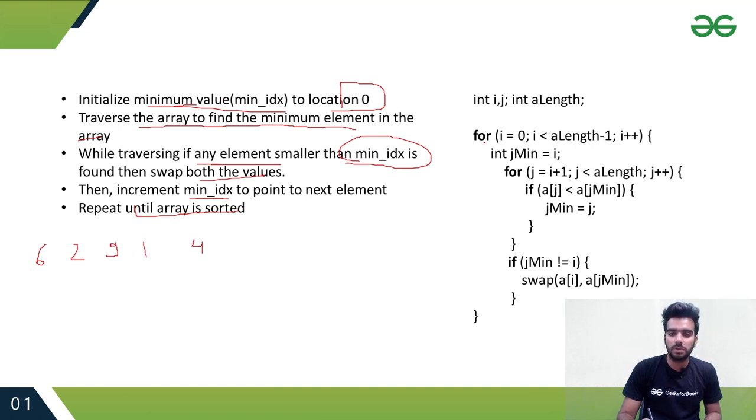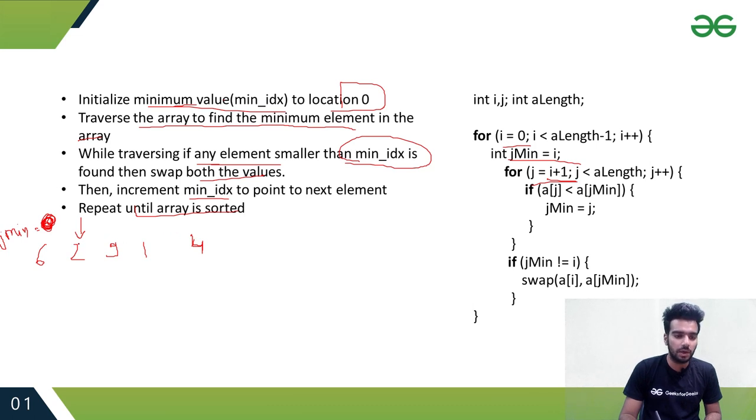Okay, so what is the pseudocode saying? It's saying int jmin is equal to i, where i is equal to 0. So jmin, that is the minimum value, is the 0th element, that is 6. Because i is equal to 0, jmin is equal to 0. Now for j equal to i plus 1, j starting from i plus 1, that is from this position, j is less than a.length, j will go until the last element, j plus plus.